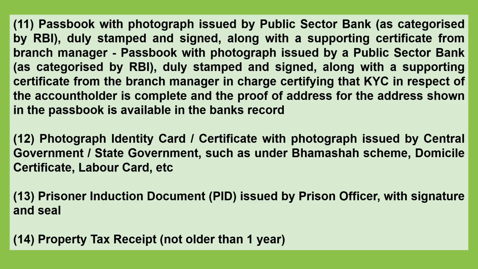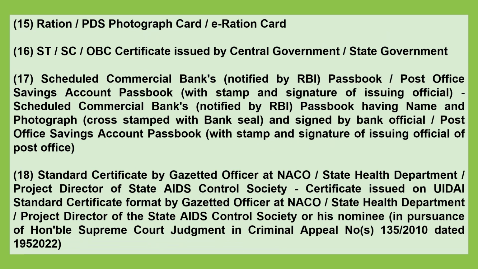Photograph identity card or certificate with photograph issued by central government or state governments, such as under Bhamashah scheme, domicile certificate, labor card, etc. Prisoner induction document issued by prison officer with signature and seal. Property tax receipt not older than 1 year. Ration, PDS photograph card or e-ration card. ST, SC and OBC certificates issued by central government or state government. Scheduled commercial banks notified by RBI.